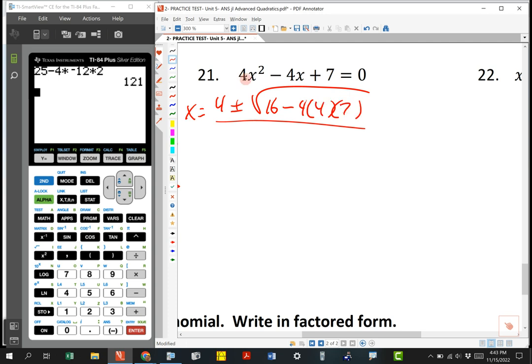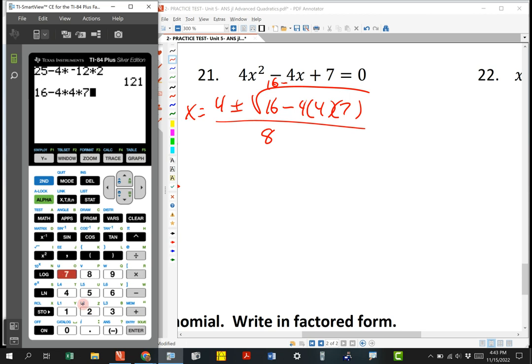And then it's all over 2a. So 2 times 4, this would be an 8. And then again, I check to make sure, am I going to be adding or am I going to be subtracting? This is going to be subtracting. So let's see, this is going to be 16 minus 16 times 7. That's a pretty big number. I'm just going to figure out what this is. So this is 16 minus 4 times 7. And we end up with -96. Okay, so it is negative because we're subtracting that big number here.